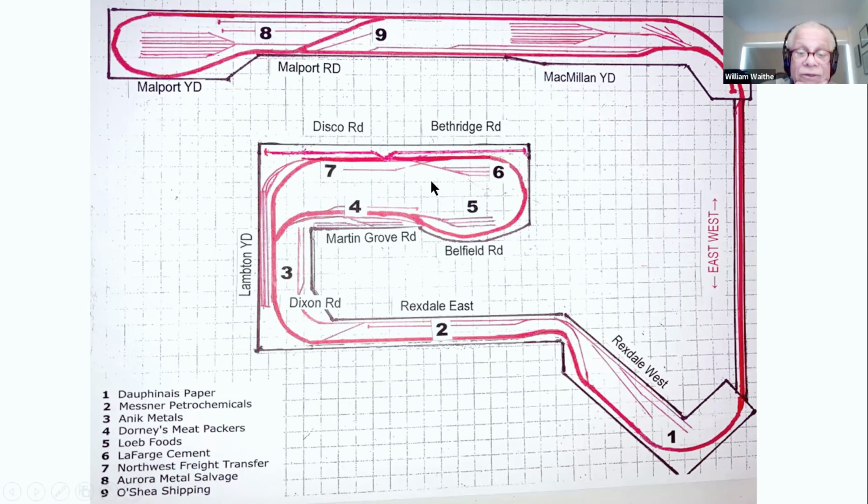We have these 9 industries. Out of the 9, 7 are duplicated from the prototype. The warehouse is not on the prototype, but there are many warehouses in the area. We didn't pick a specific one.